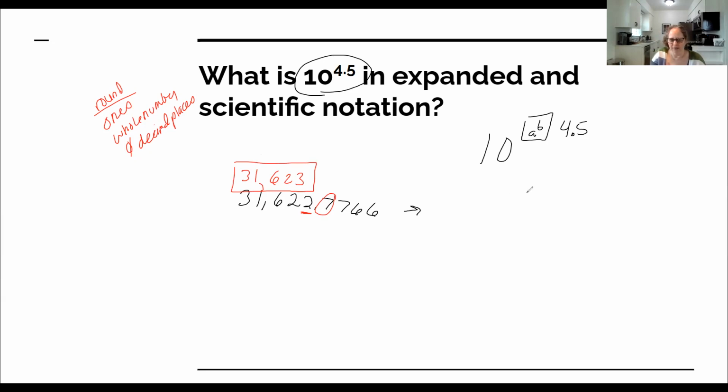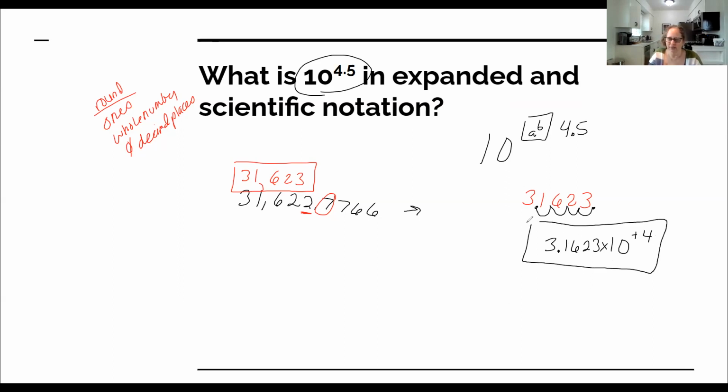What about scientific? 31623. I know my decimals here: 1, 2, 3, 4. 4 hops. Was it a big number? Yep, so it's positive. 3.1623 times 10 to the 4th. What's nice about scientific notation is it makes it easier to correct your answer. This is still rounded to the nearest whole number as it is, but they could also say round to 2 sig figs.